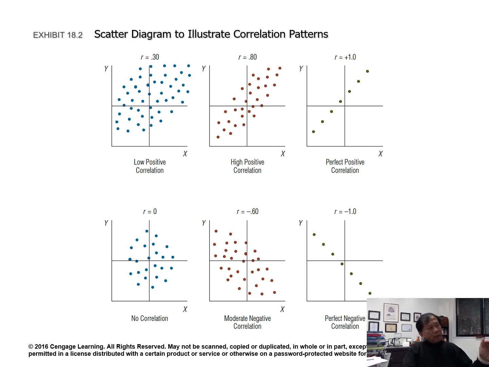This one, no correlation. Virtually no correlation, it's kind of scattered all over the place. This one seems to be a straight line going this way. That's negative, but it's moderate, not too high, not too low. And this one, of course, is a perfect negative. Perfect negative correlation.